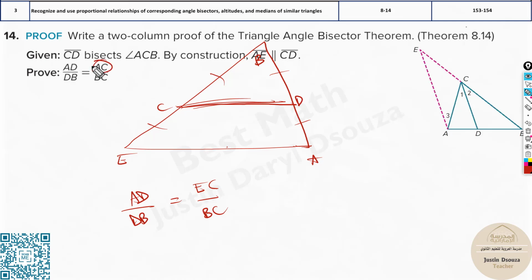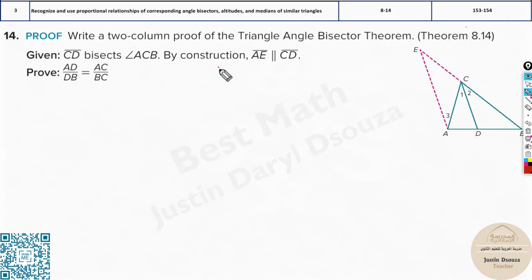Everything is almost there. The only problem is AC and EC. I have to prove EC is equal to AC, and I know from the isosceles triangle it can be proven. So now it's very, very simple. This is easily provable, but we have to write it in detail now, okay? Now I'll erase all this. Let me write the statement and reason.